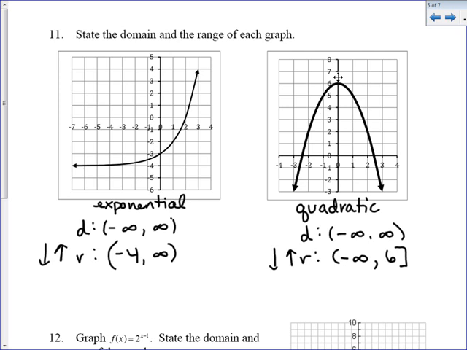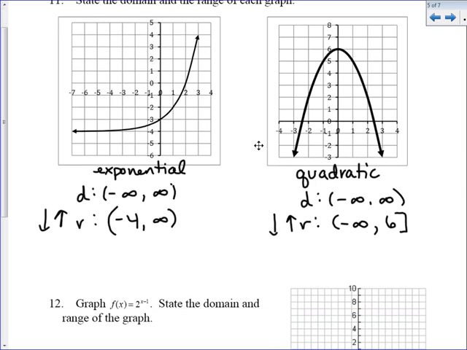Exponentials don't include the values. Quadratics, the vertex reaches that value. It's an important difference, and that's why it's good to know what type of shape it is so you have an idea of what you're looking for.